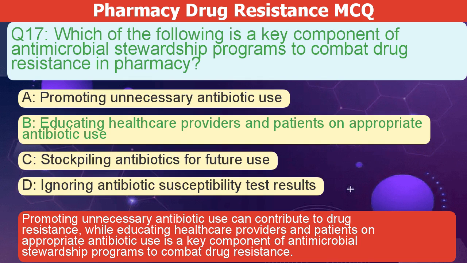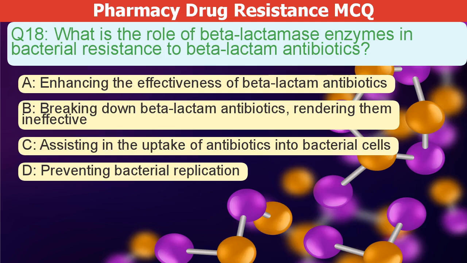resistance. What is the role of beta-lactamase enzymes in bacterial resistance to beta-lactam antibiotics? A. Enhancing the effectiveness of beta-lactam antibiotics. B. Breaking down beta-lactam antibiotics, rendering them ineffective. C. Assisting in the uptake of antibiotics into bacterial cells. D. Preventing bacterial replication.